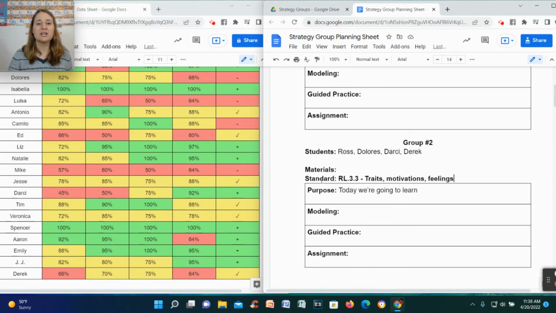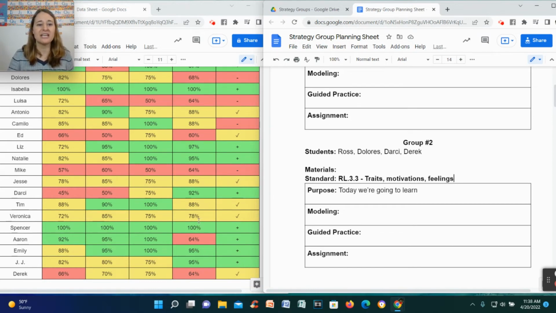I'm going to stop there because if you are using this data sheet, I want you to take some time to practice, see if you can put another group together, maybe those yellow students who are making progress, but they're not quite there at proficiency yet. The green, let's talk about those students who have mastered this.